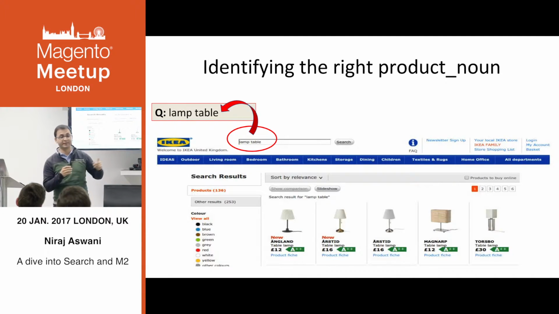So that's why, this is the first instance I've described to you where you need some intelligence. AI, natural language understanding. We are saying that we want a table on which I can put a lamp, and my system should show that.